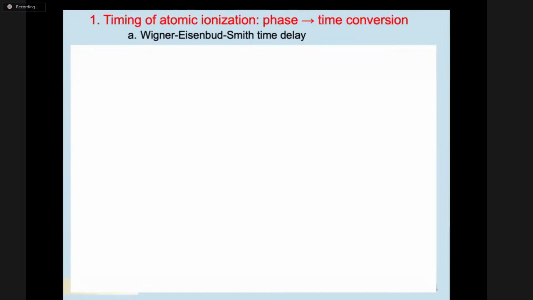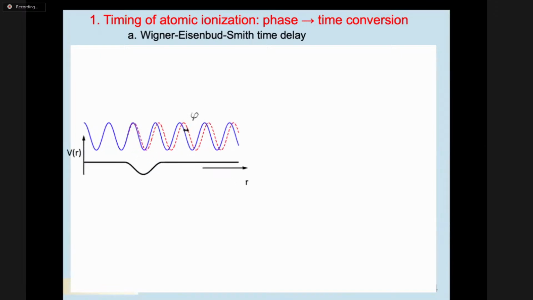This slide gives a graphical introduction of the concept of photoemission time delay, also known as the Wigner, Eisenbud, and Smith time delay. Very simply, suppose we have a photoelectron wave packet which expands, and on the way out, it propagates through some central potential. By propagating through this central potential, the photoelectron acquires a scattering phase, and this scattering phase contributes to the total phase of the outgoing wave packet.